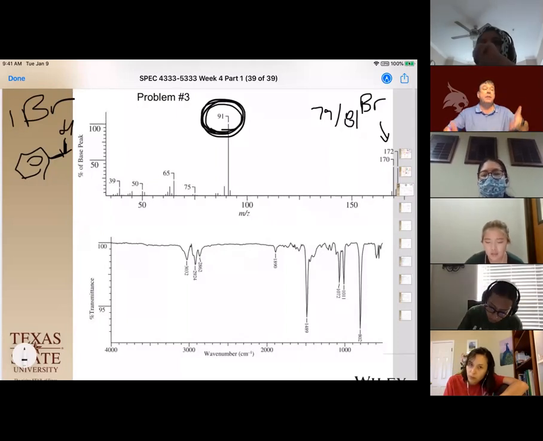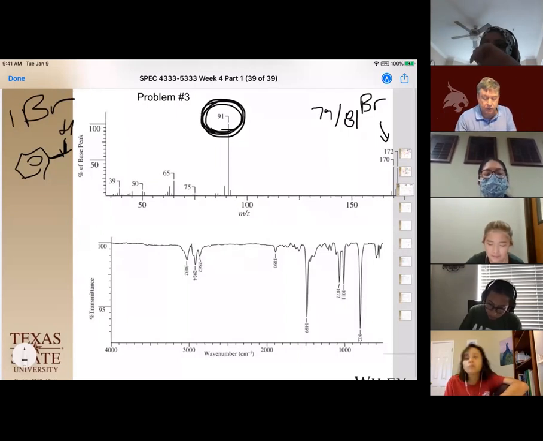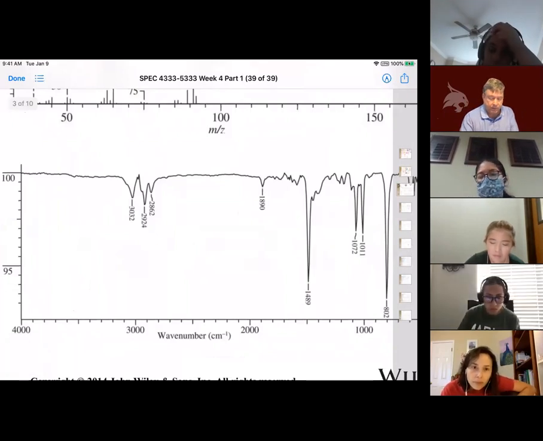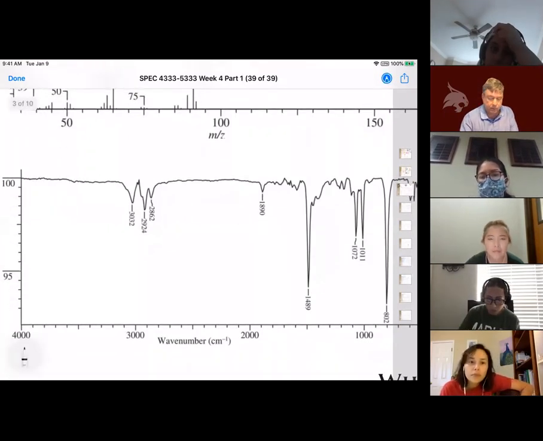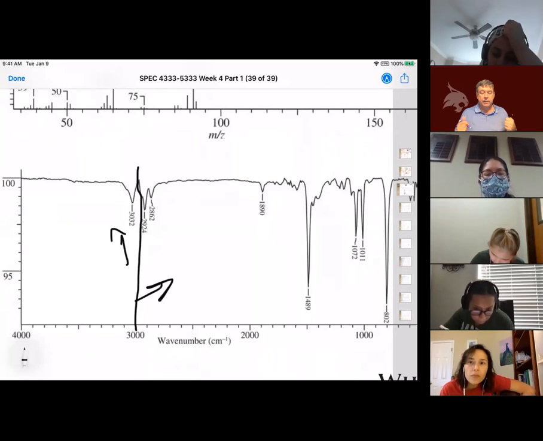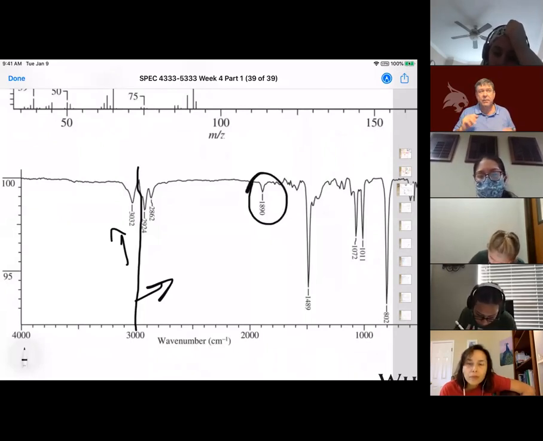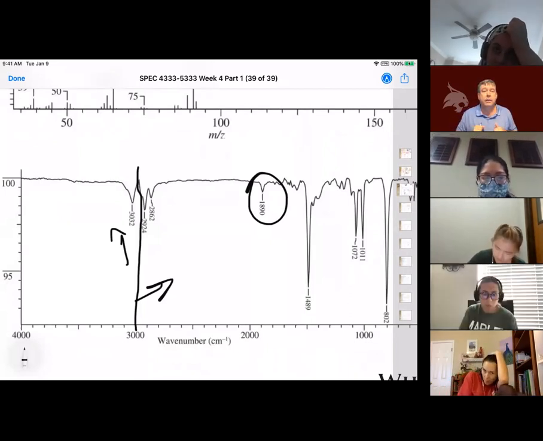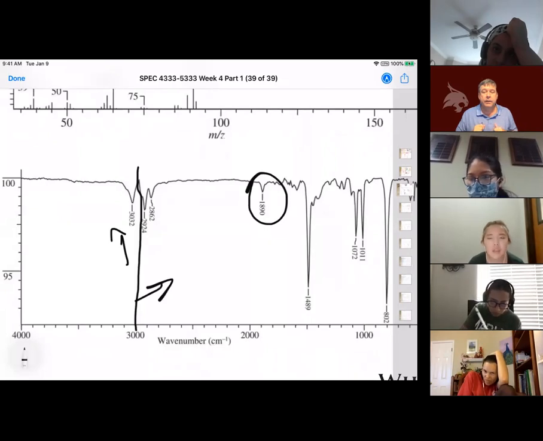Okay, so now let's go look at the IR to see if that supports our theory. Okay, so if we look at the IR, I'm going to pull it up a little. We have a little bit under 3,000. We have a peak above 3,000. So that's great. That's telling us something. And we have this peak here. It's not very strong, but what is that peak? And there's a reason it's not very strong.